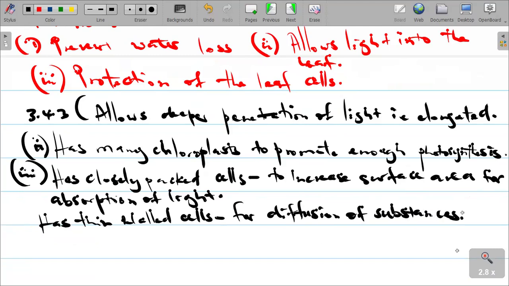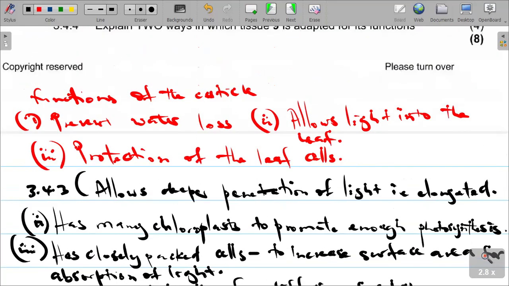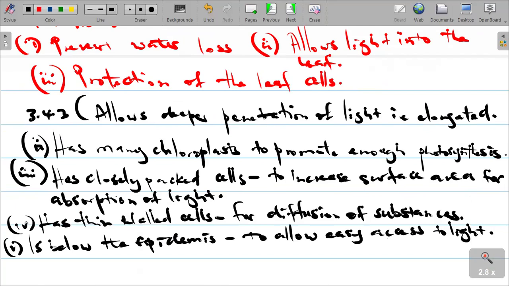It is also below the epidermis. That also allows its access to light. So these are quite a lot of points that we can give you with reference to how the mesophyll is adapted to perform its function.